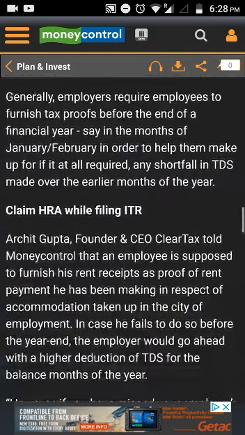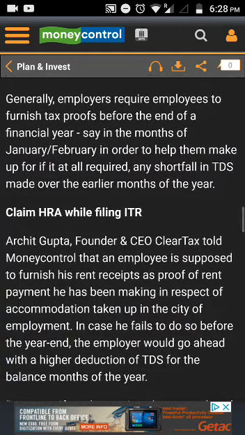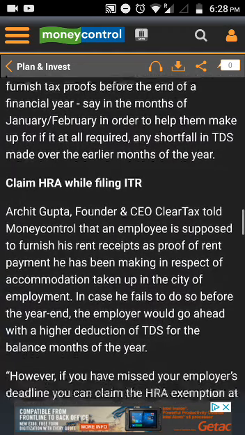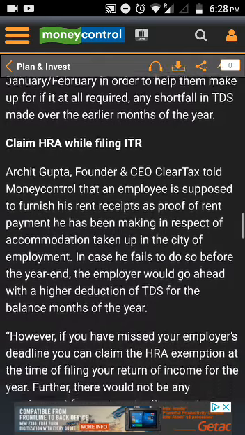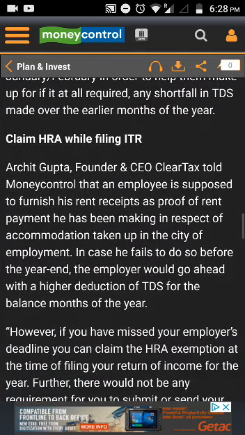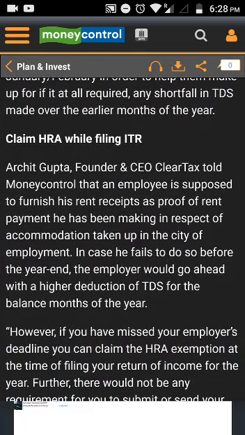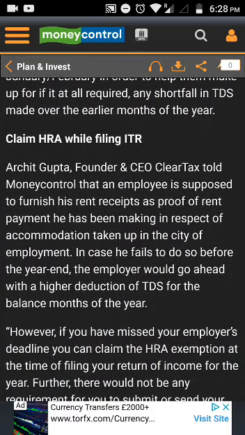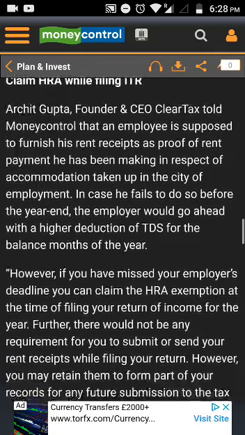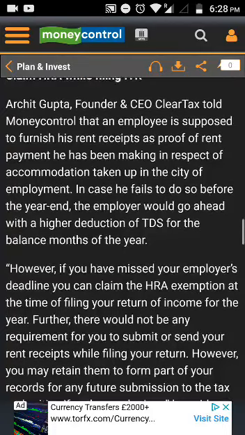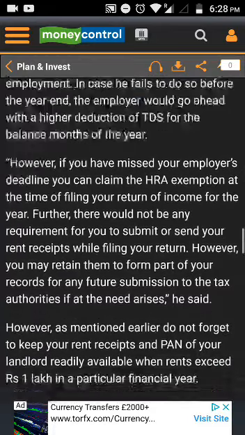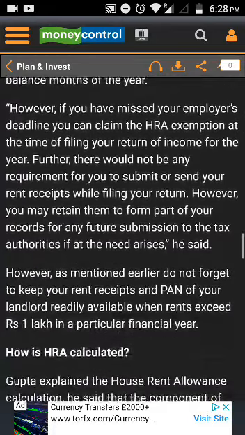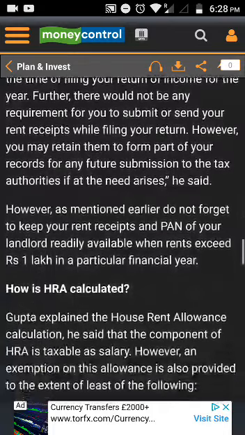So how is this HRA calculated? HRA exemption is provided to the extent of the least of: the actual HRA received, or rent paid in excess of 10% of the salary, or 50% of the salary if the residence is in Mumbai, Kolkata, Delhi, or Chennai, or 40% of salary if the residence is in any of the other cities.